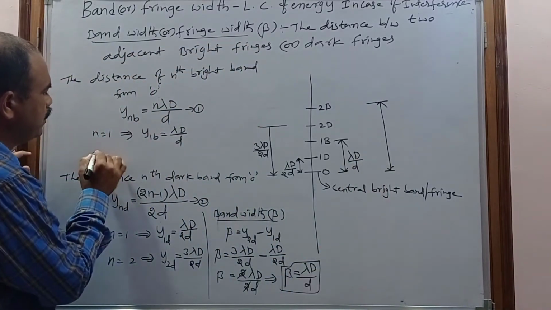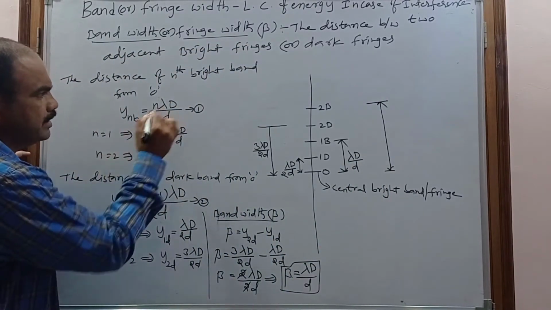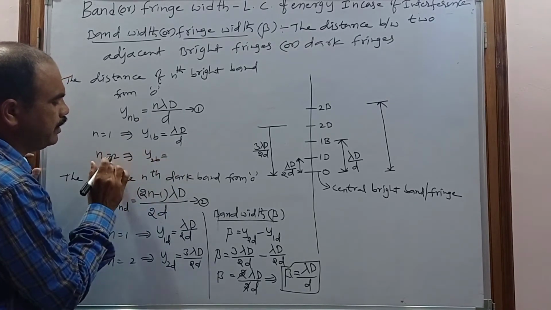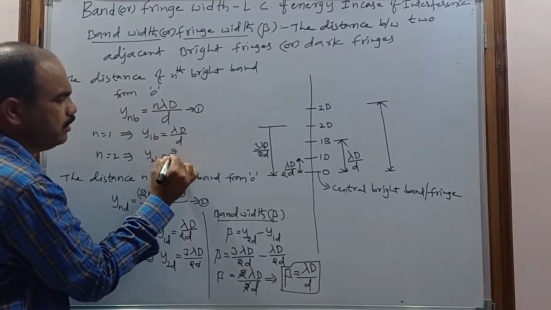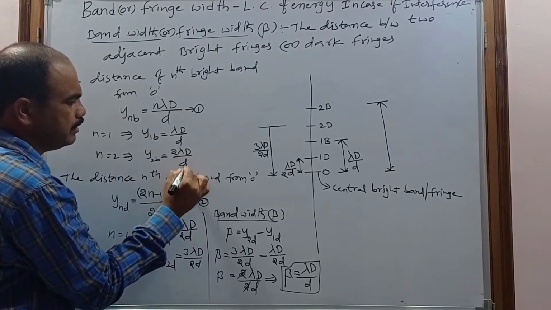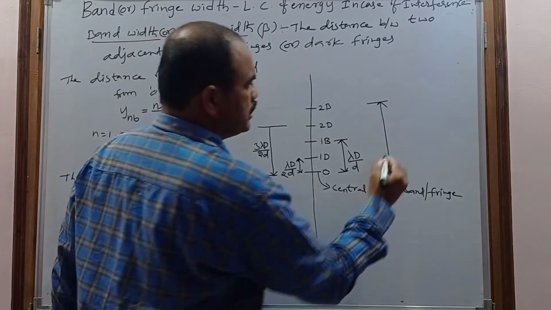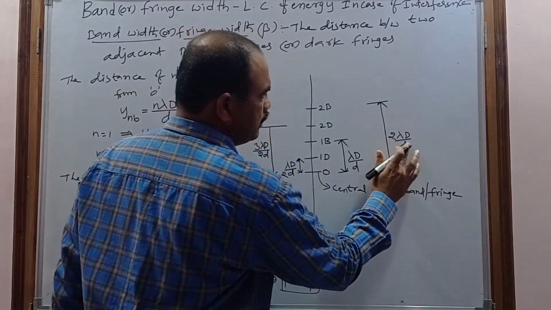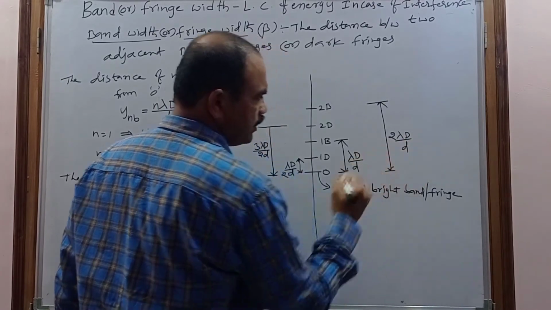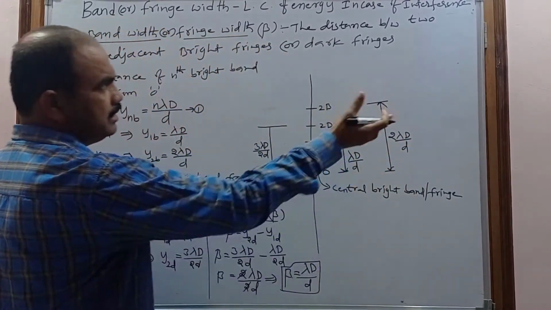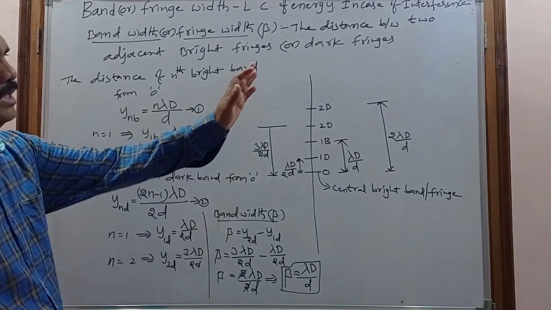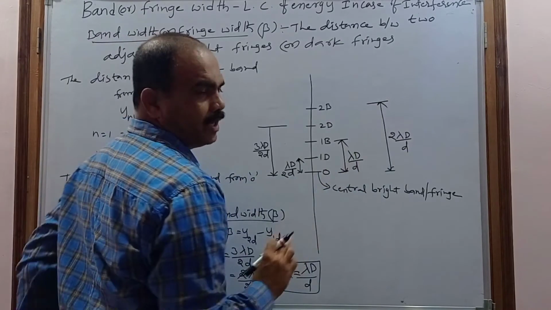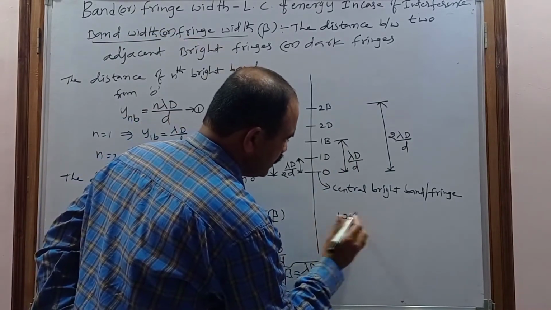Now if n equal to 2 is substituted in this equation, you get the second bright band distance. The second bright band distance is 2 lambda D by small d. So now you have the second bright band distance and the first bright band distance. So what is the bandwidth? In the case of bright fringes, it is the distance between two adjacent bright fringes. These are the two adjacent bright fringes, so that's why it is called the bandwidth.